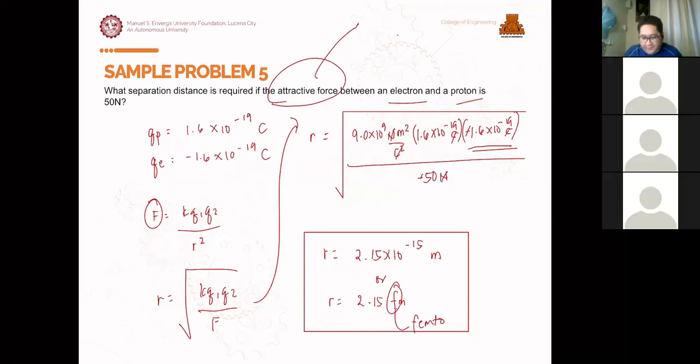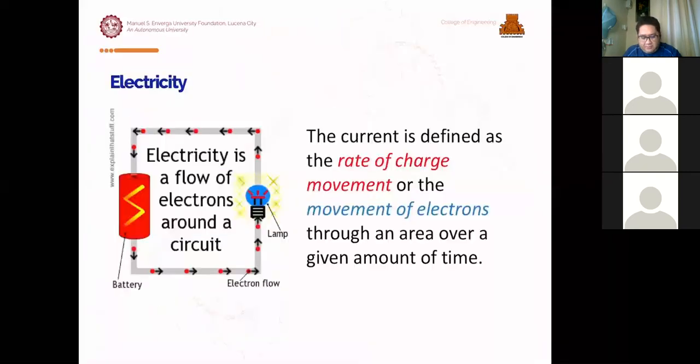Okay, thank you. Now, we will proceed to differentiating our three components. But first, let us go back to our electricity. Electricity is a flow of electrons around a circuit. This is an example of our circuit. A system is called an electrical circuit when it has these components. Later, we will discuss the electrical circuit.